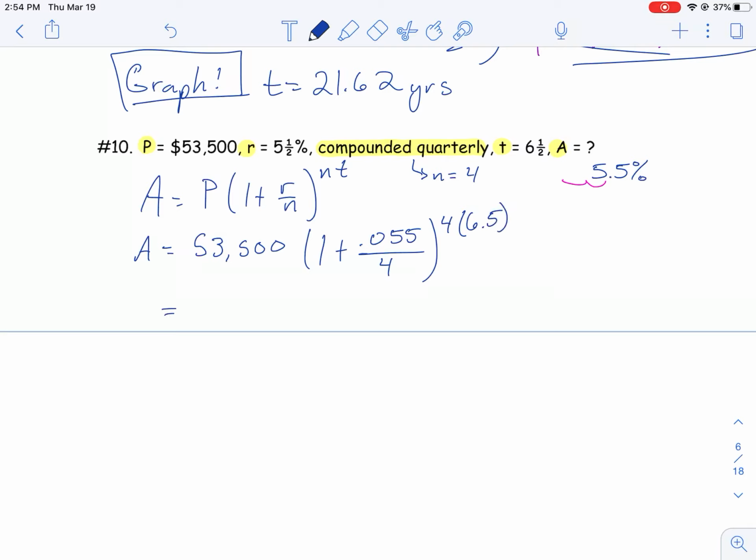Once you have that, carefully type that into your calculator, and you should get 76,306. So what does this mean? This means after 6.5 years, we'll have $76,306. And that is exponential growth.